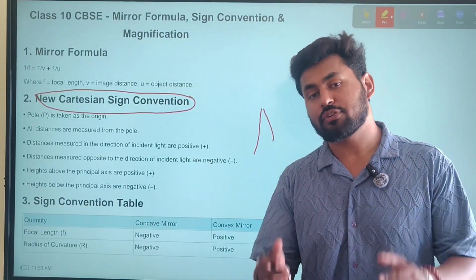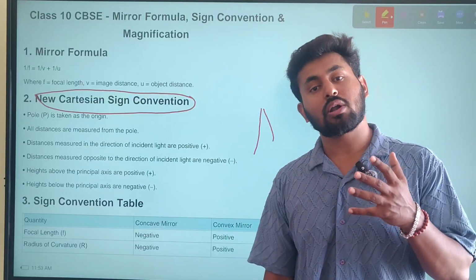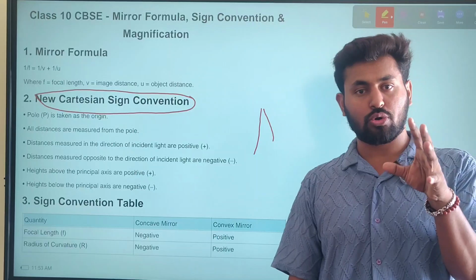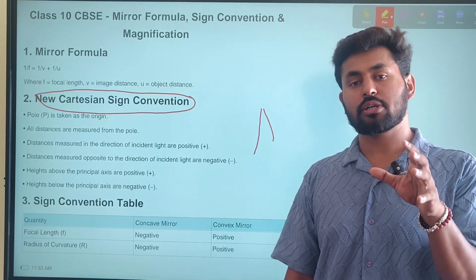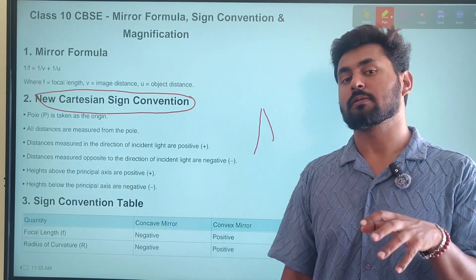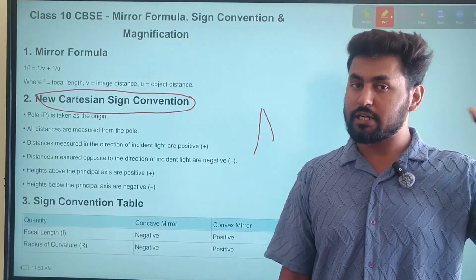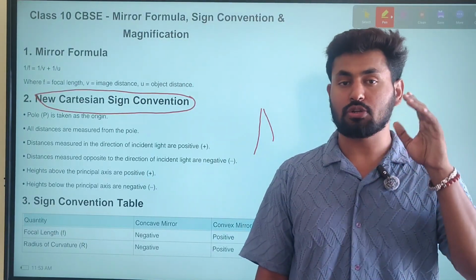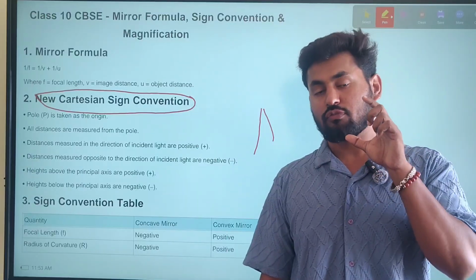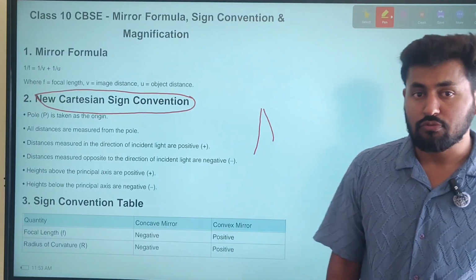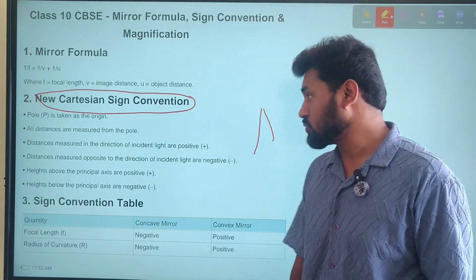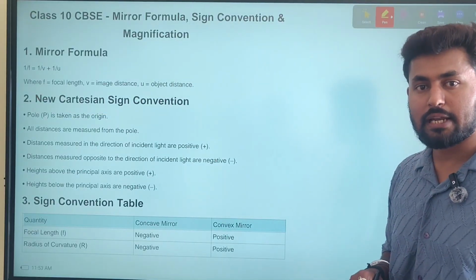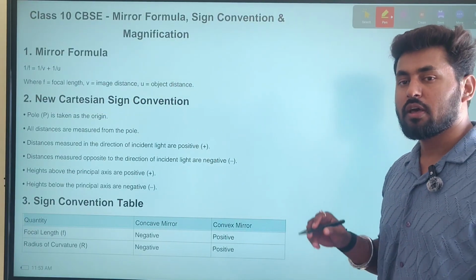From the exam point of view, I will tell you what all the important things are and what keywords you need to look into from the question, so that you write everything properly and you will be able to fetch full marks in your board exam. Now let me draw the ray diagram for the same, so that I will be able to explain.